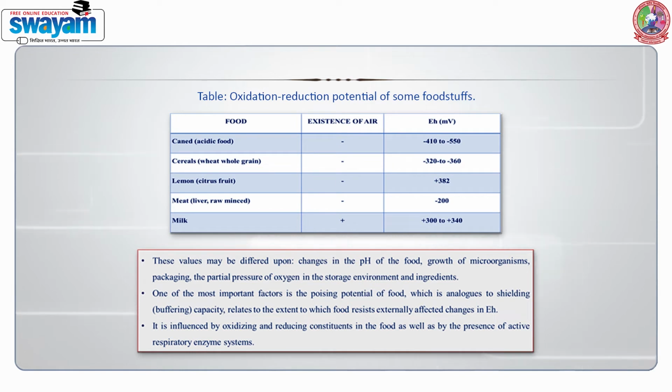One of the most important factors is the poising potential of food, which is analogous to buffering capacity, related to the extent to which food resists externally affected changes in the EH. It is influenced by oxidizing and reducing constituents in the food, as well as by the presence of active respiratory enzyme systems.